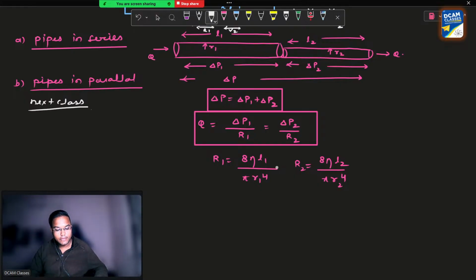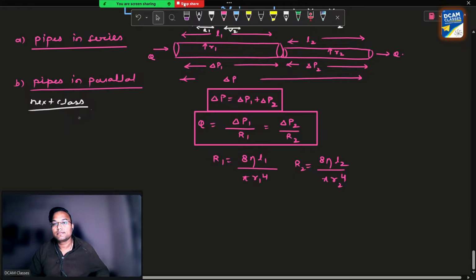Then we'll move on to surface tension and all. Okay, let's end it.